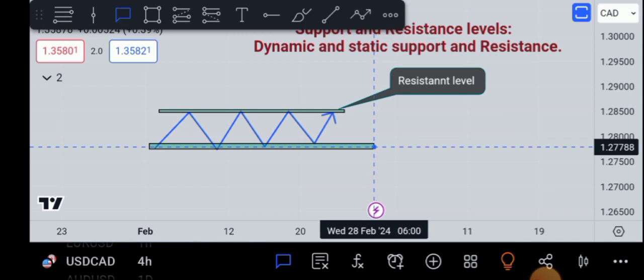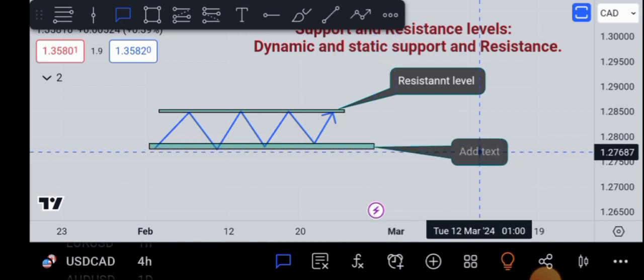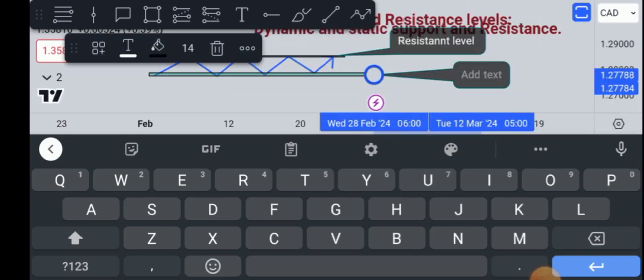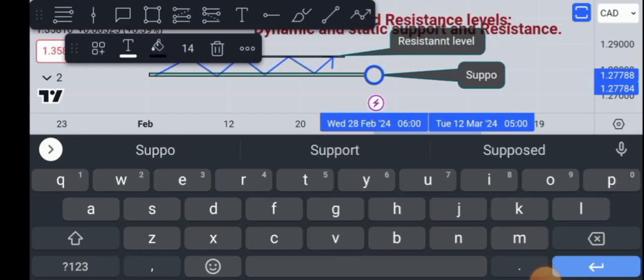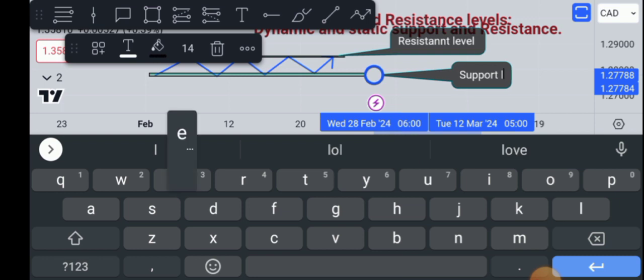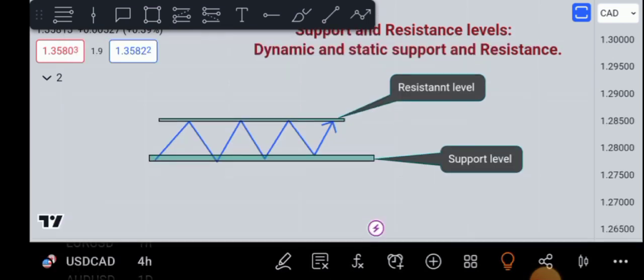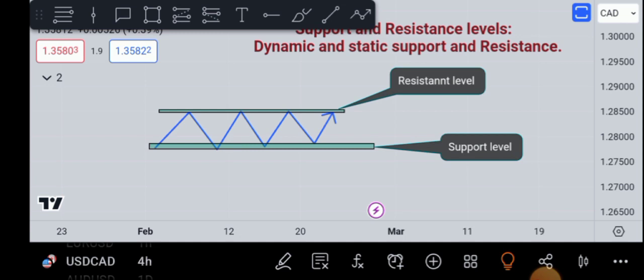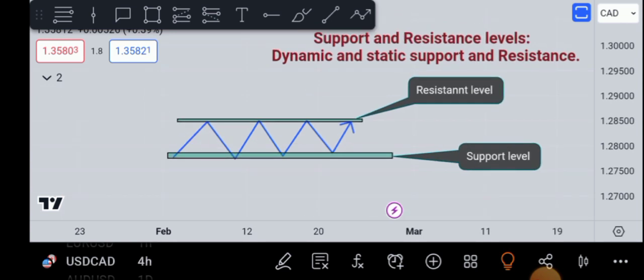So you get to see that price respects that support level with time. You see that price keeps respecting this resistance and support level. This is what we call a static resistance level, because price is just static.